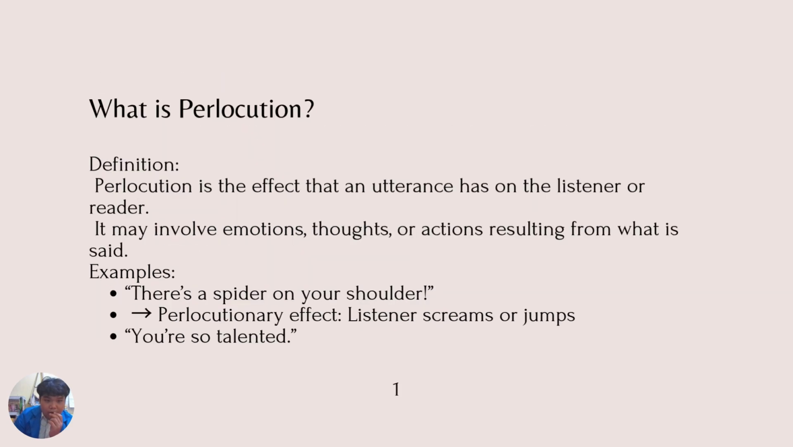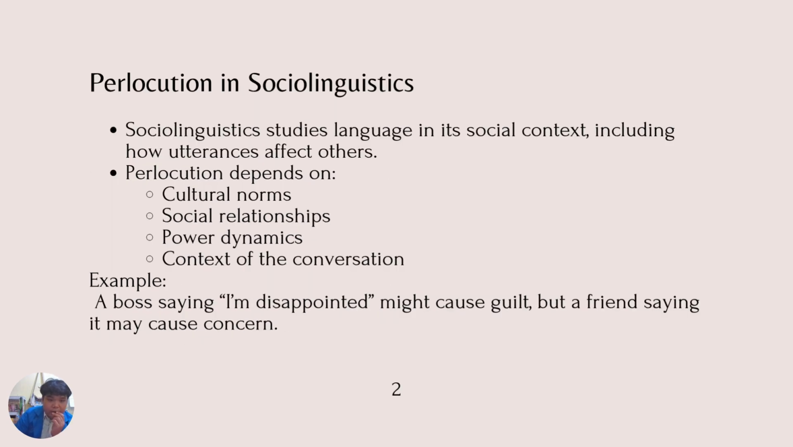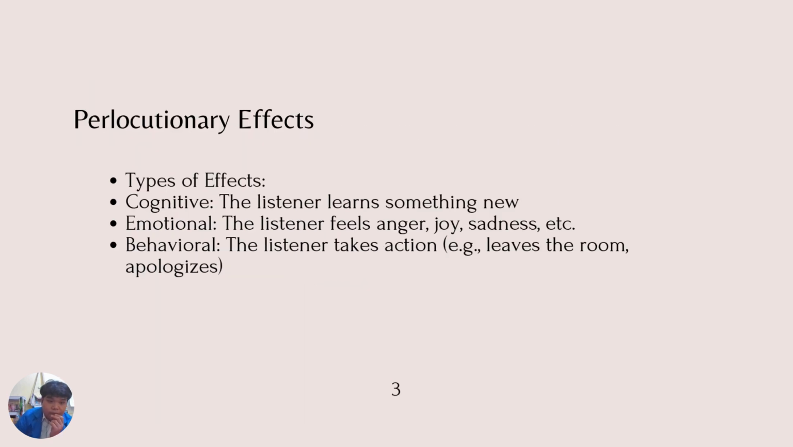Next, perlocution in sociolinguistics. Sociolinguistics studies language in social context, including how utterances affect others. Perlocution depends on cultural norms, social relationships, power dynamics, and the context of the conversation. An example: a boss saying "I'm disappointed" might cause guilt, but when a friend says it, it may cause concern.